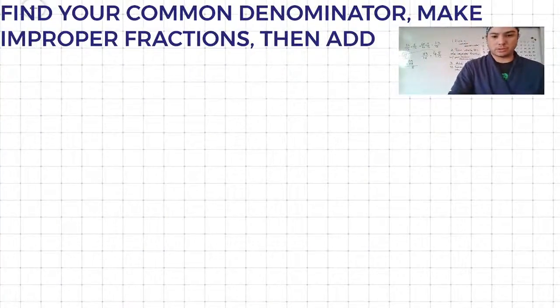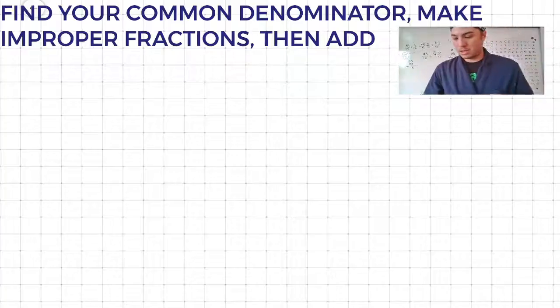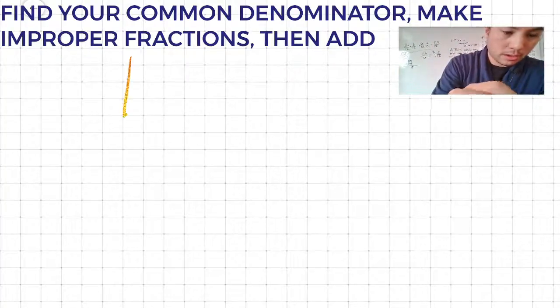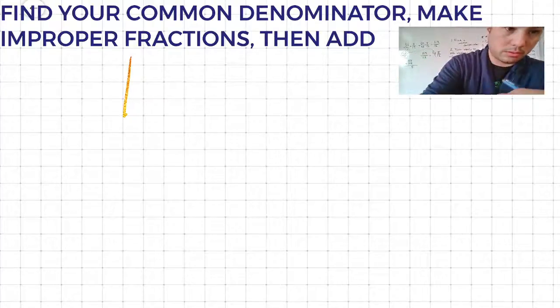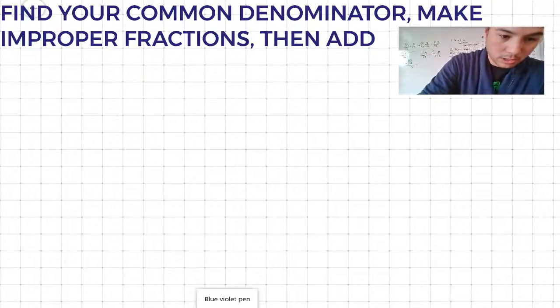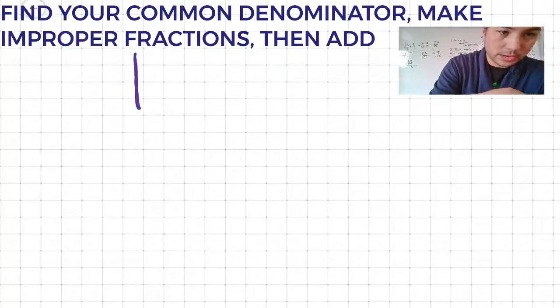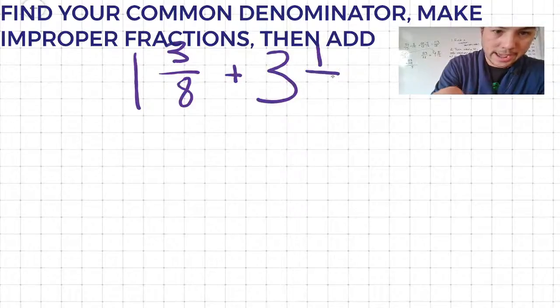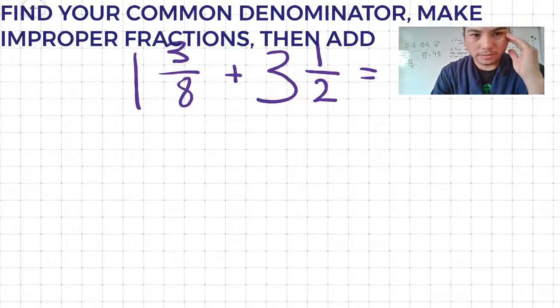So let's try this one. Oop, I got the rainbow pen on. I don't want the rainbow pen. The rainbow pen's great, but it's a little distracting. 1 3/8 plus 3 1/2. 1 3/8 plus 3 1/2.